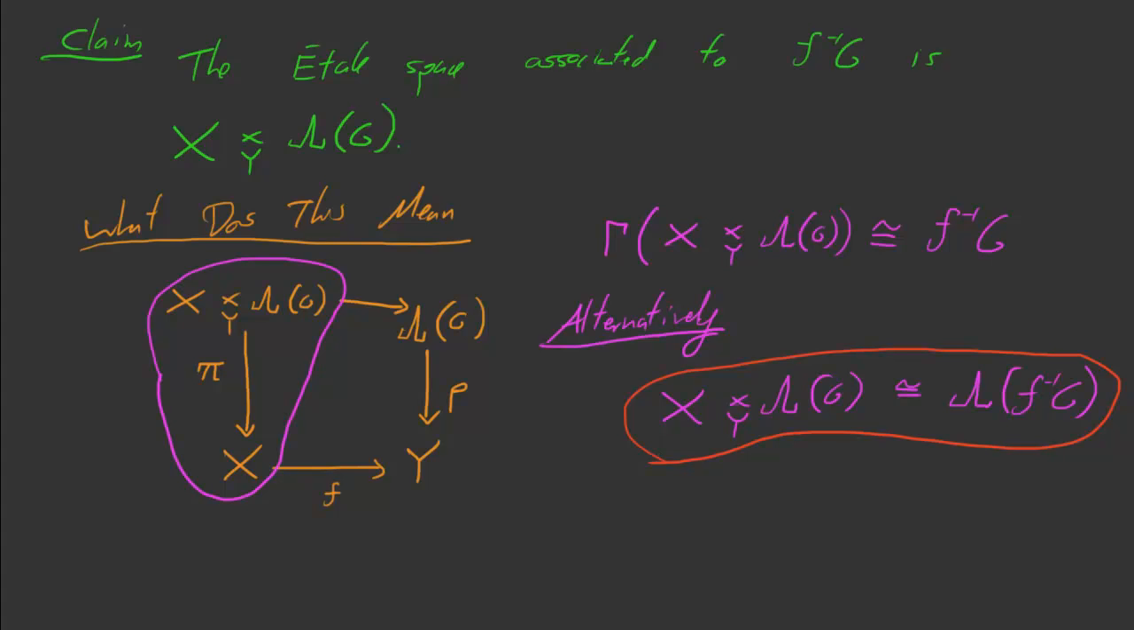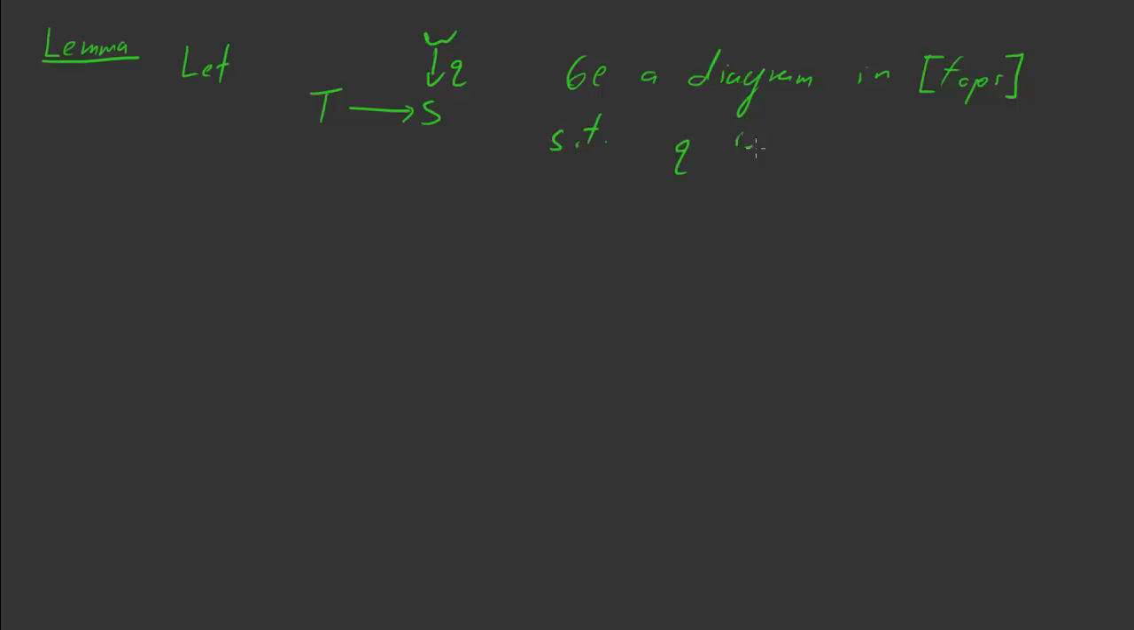Well, the first thing we need to know is that this even makes sense. So let me give the lemma and then explain why we need it. So lemma. Let me change all of the letters here. So let's let T going into S with W sitting up here, and I'll call this Q, be a diagram in top, in the category of topological spaces, such that Q is Etale.